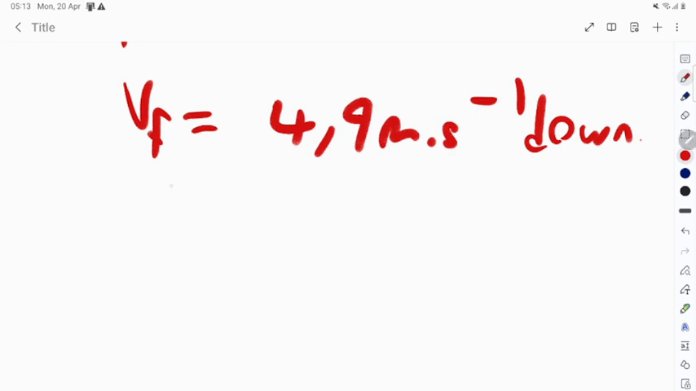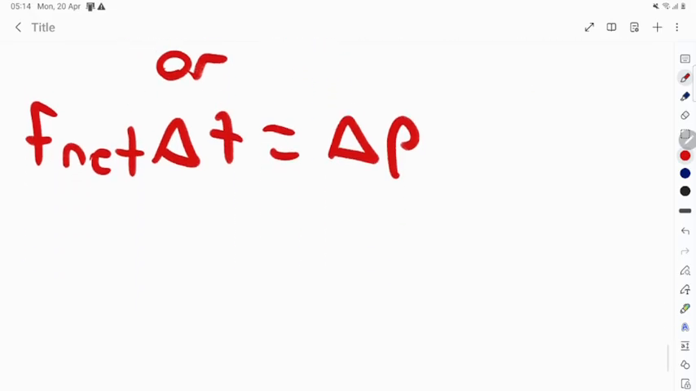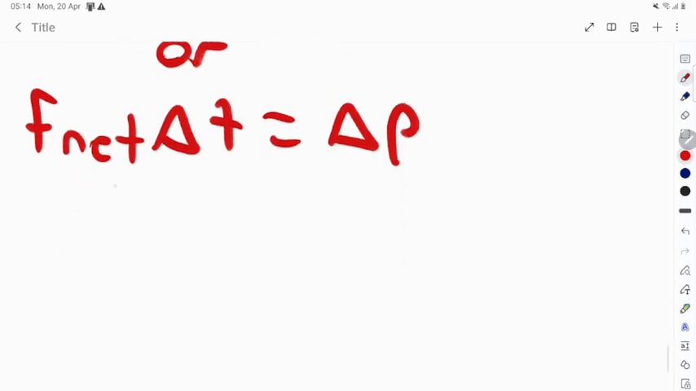Now another way, or I could have said F net delta T is equal to change in momentum. So this would have been what? F net delta T, change in momentum. So F net, because that's the force of gravity, it's only the force of gravity, because remember the rope snapped. There was no initial velocity given, it was not projected, there was no force applied to this block to go down. So the only force acting on this block as it's going down is the force of gravity. So in terms of force, that's mg.